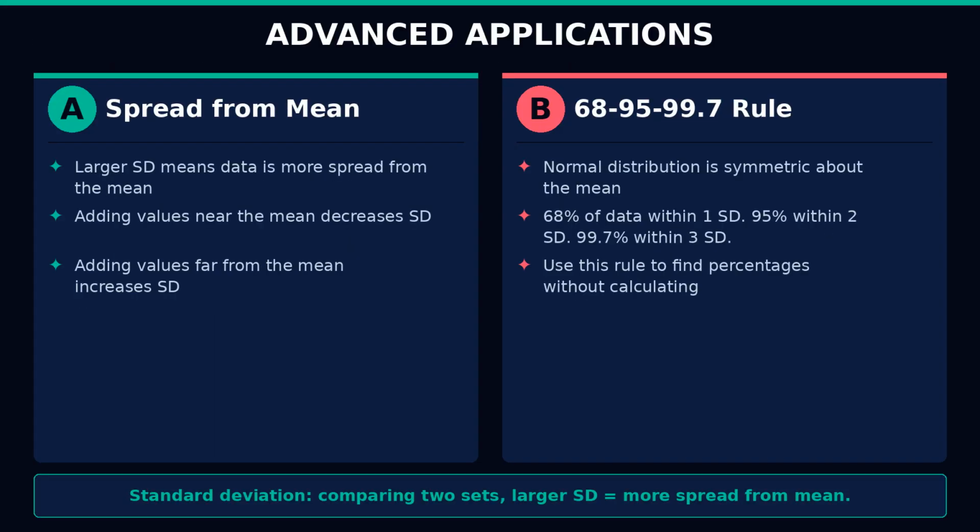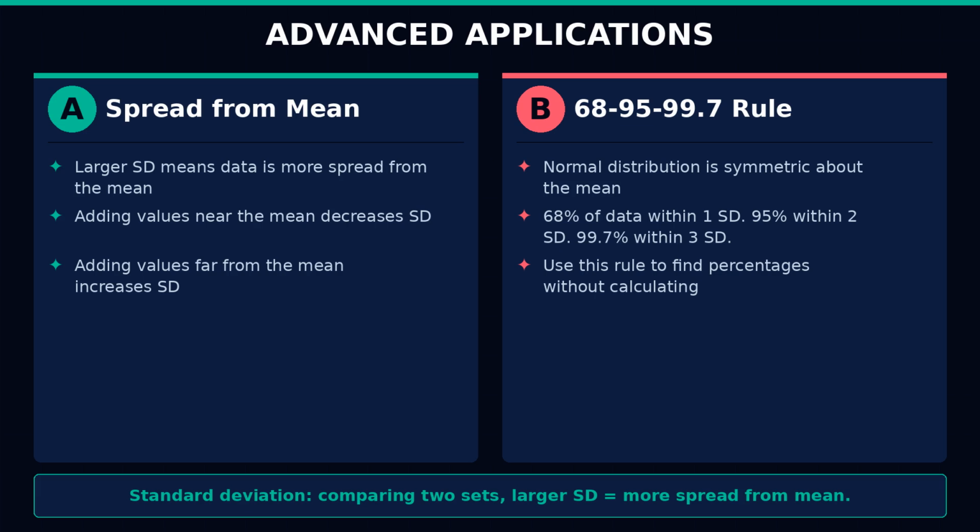Standard deviation measures how spread out the data is from the mean. GRE does not ask you to calculate SD. It asks you to compare SDs or determine how SD changes when values are added or removed. Adding values near the mean decreases SD. Adding extreme values increases SD. If all values in a set are increased by the same constant, SD does not change. The spread relative to the mean stays the same.